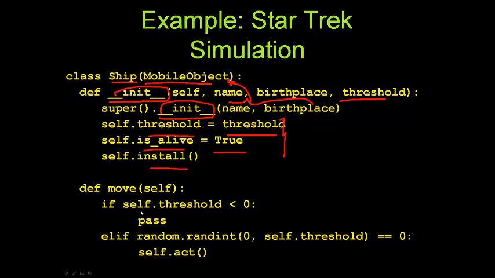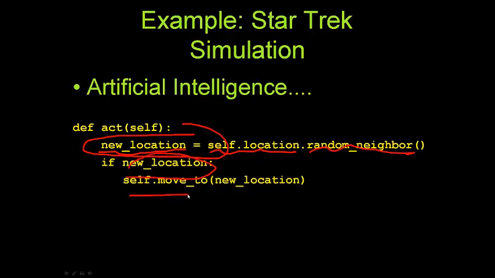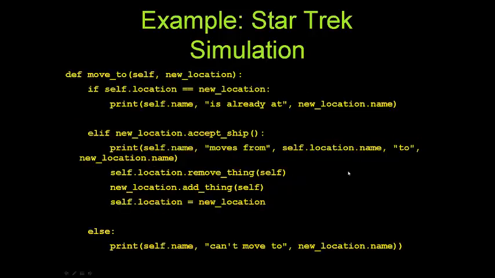Basically, if your threshold is less than 0, you don't move. You just pass. Otherwise, you randomly pick between 0 and self.threshold. If this is equal to 0, you act. What's act? You look at yourself, and you look for a random neighbor, and this is a new location. And if this is not None, you will move to the new location.